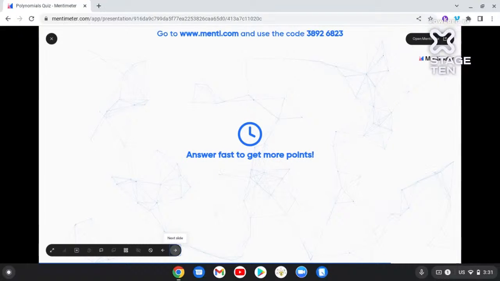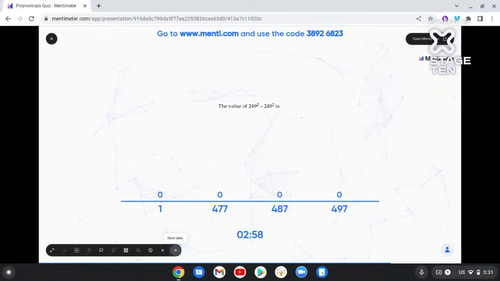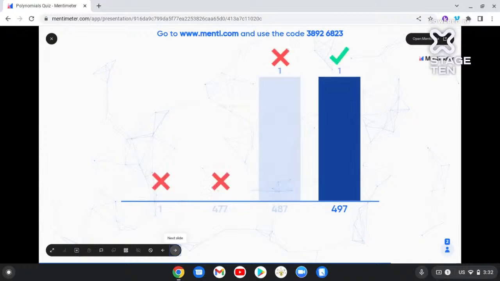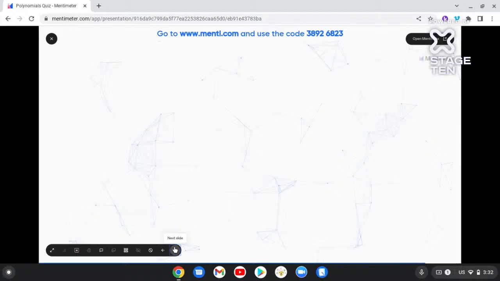The last question is value of 249 square minus 248 square is. You have to use the identity a square minus b square. Just use a square minus b square, that is a plus b and a minus b. Super easy. So yes, we have correct answer as 497. So you have to just do addition, subtraction, multiply, and that will give the correct answer.